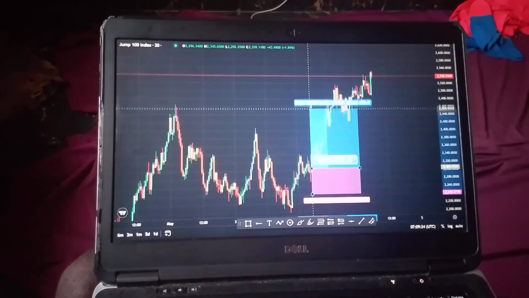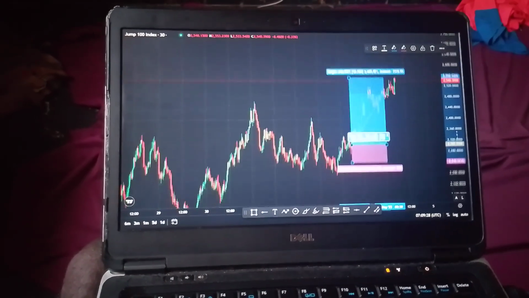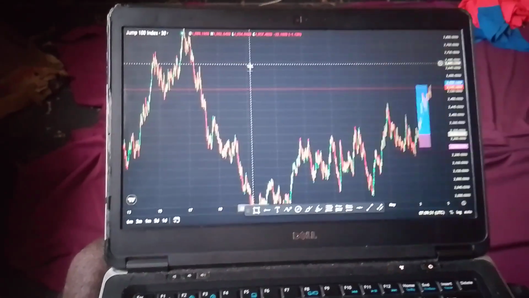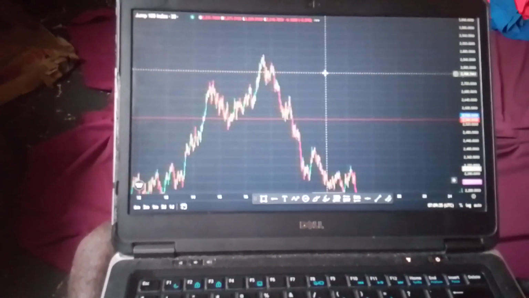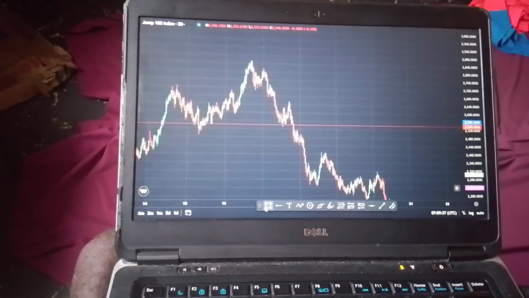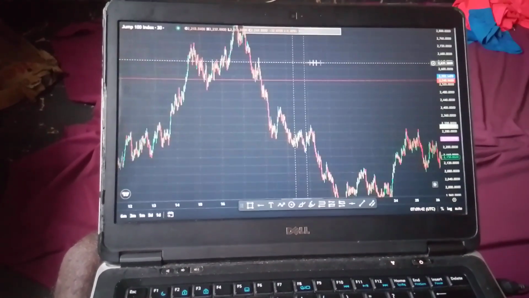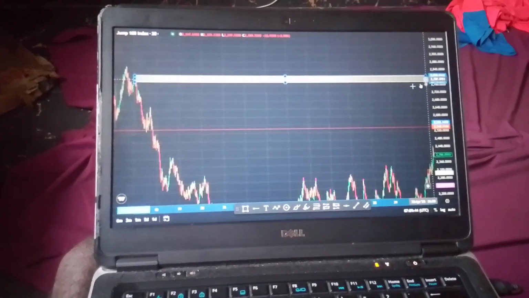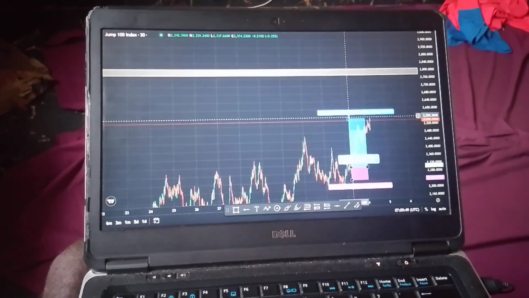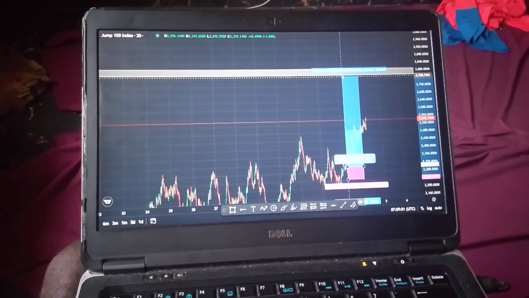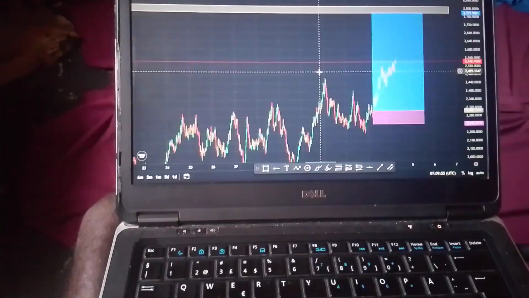Then I targeted a supply zone which is around here. I think I will show you the screenshot so that you see it. I targeted that supply there, so price should go there. I'm still holding it, and I'm expecting price to push all the way to the upside.